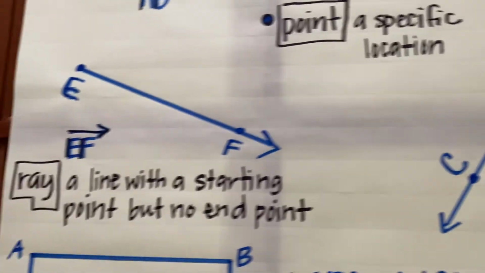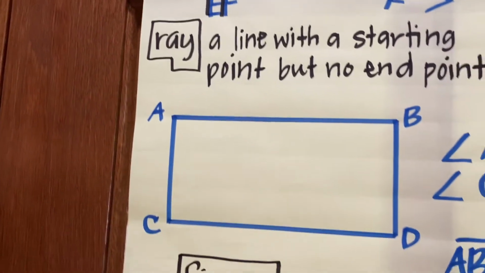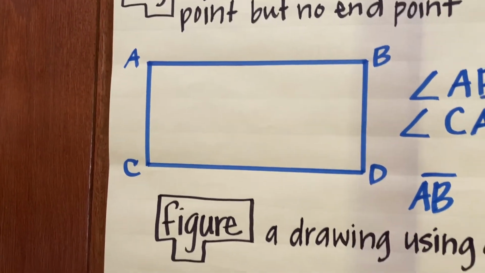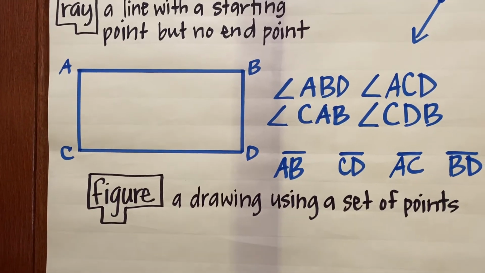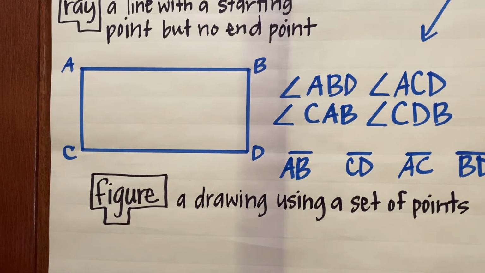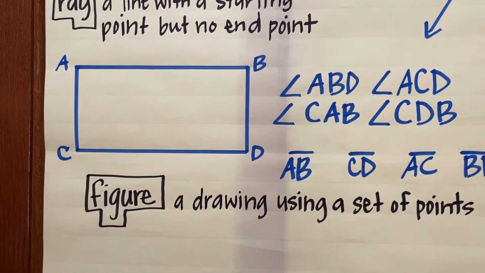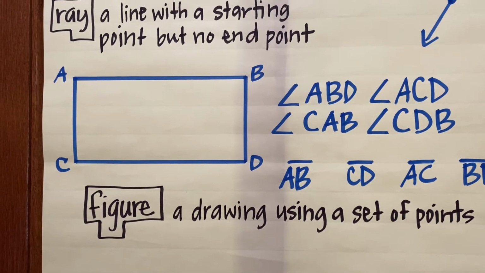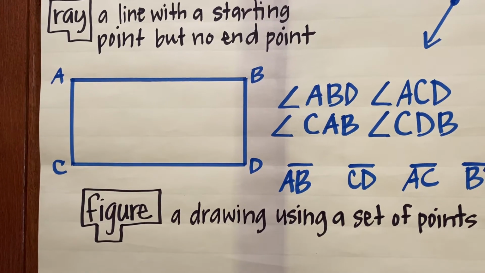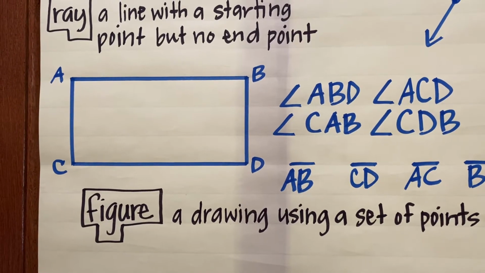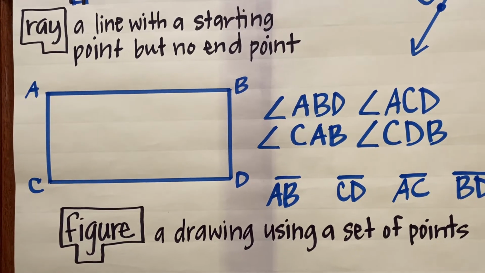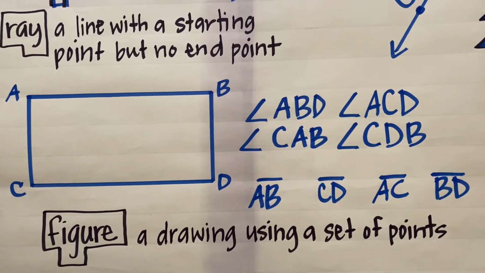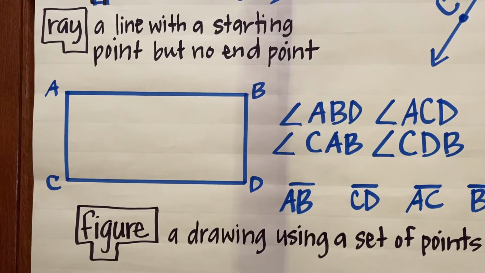All of our line segments, lines, rays, angles, they form figures. Figures are drawn using a set of points. So you see this is a familiar figure. This figure is a rectangle. It has points A, B, C, and D. All of the points connect. They are all line segments because they do not go through each other.